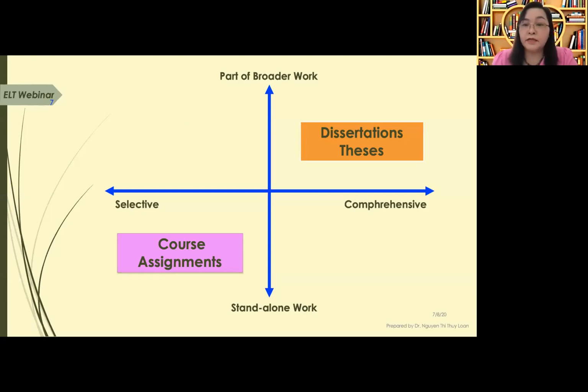And similar to the literature review chapters in the thesis, when you write a research article, you also need to have a literature review. And usually we combine it with the introduction section in the research article. This literature review is also a part of the broader work because it's a section in the research article. But this literature review is selective, because you just select the literature in order to provide the context for the topic you are going to present in that paper only.